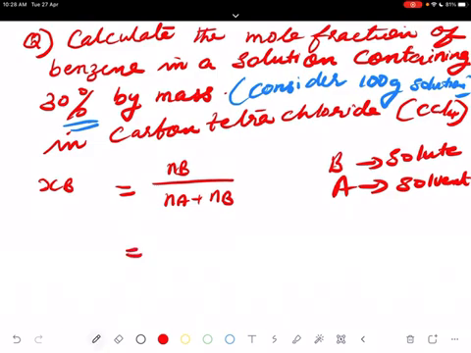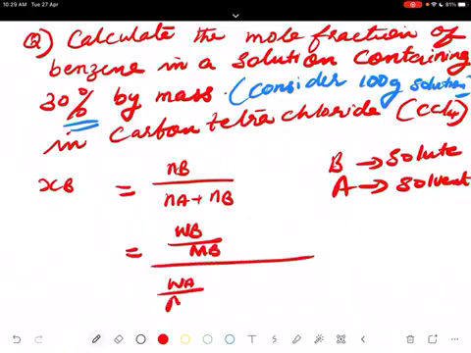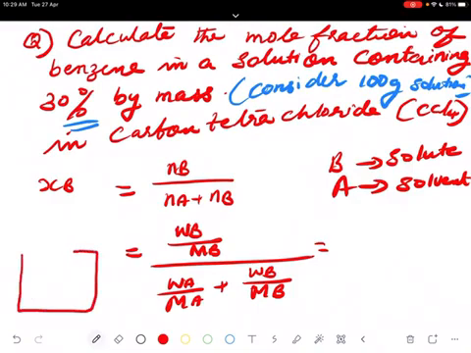What is Nb? Nb is Wb upon Mb, whole divided by Wa upon Ma plus Wb upon Mb. Wb is the mass of the solute. We have a solution of 100 gram. In that, 30 gram is solute and 70 gram is solvent. What is the solvent here? CCl4.